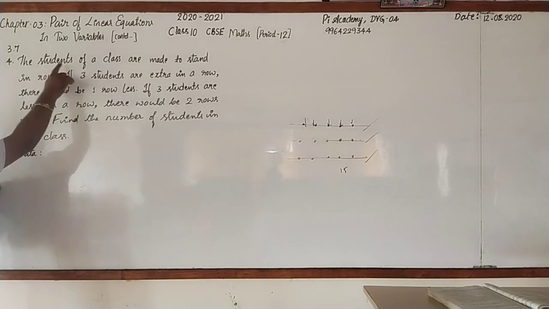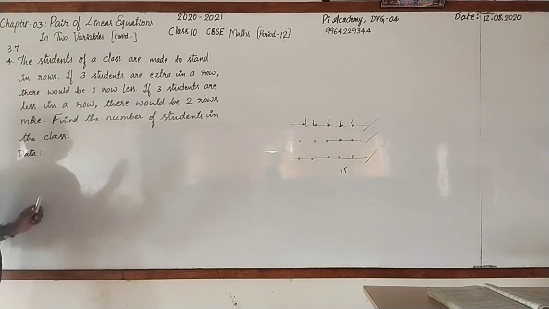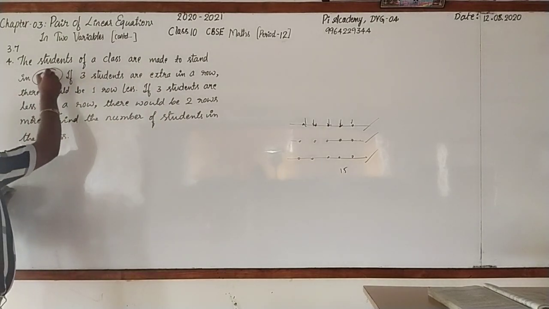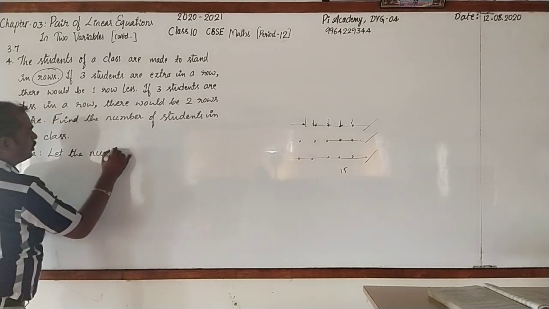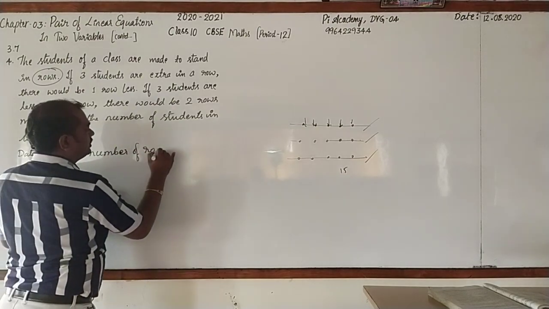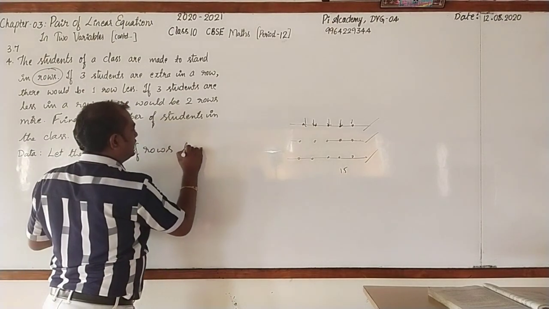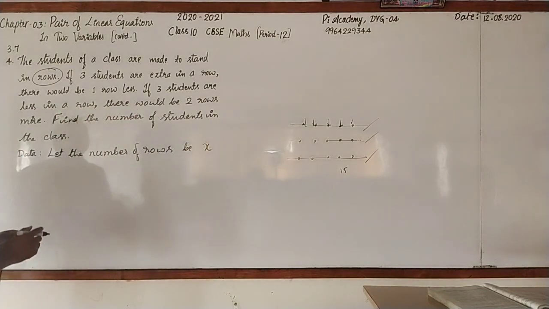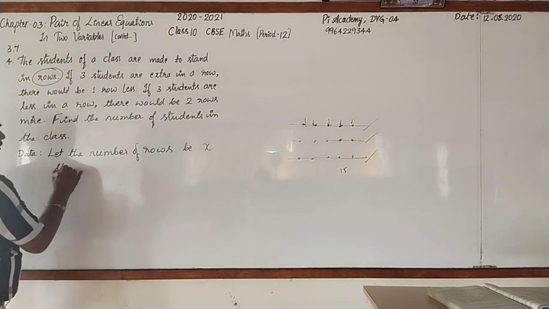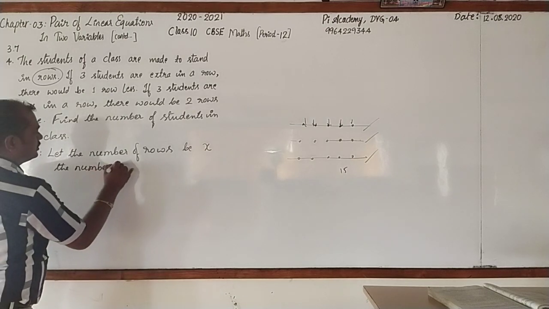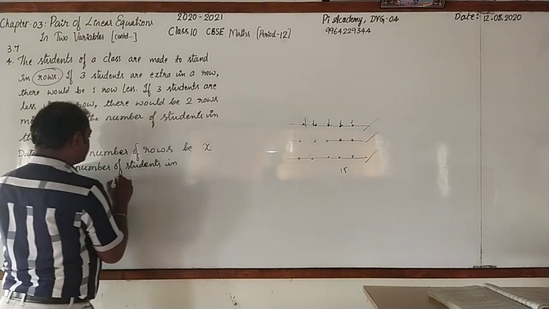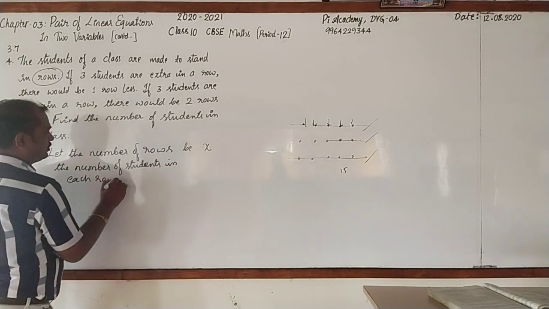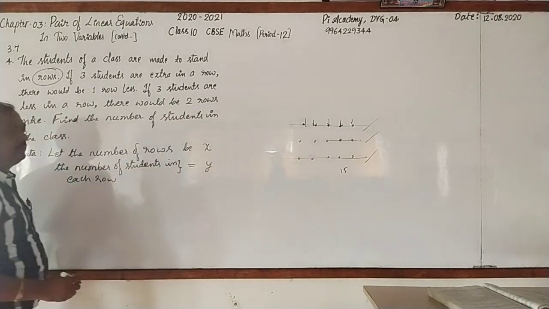The students of a class are made to stand in rows. As we do not know how many rows are there, let us write. Keep on writing with me. Let the number of rows in which students will stand be X. Then how many students are there in each row? That is also unknown. The number of students in each row, call it Y. Let it be Y.